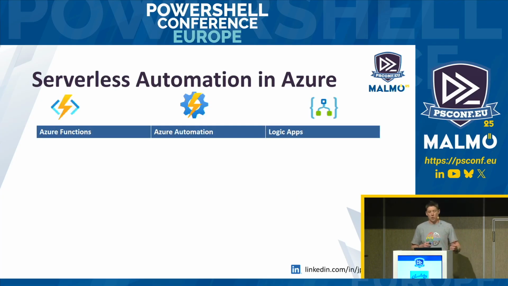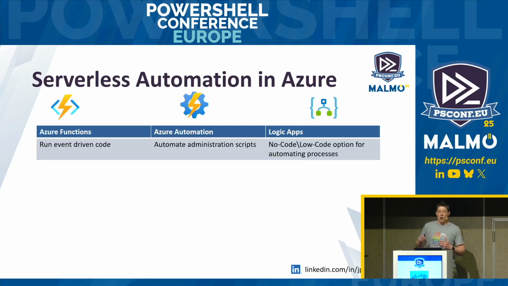So these three options, there's different reasons why we might use one or the other. And I think Azure Functions and Azure Automation are pretty close together in the things that you might want to use them for. Logic Apps is our no-code, low-code option, and it is better for business folks that want to automate processes rather than IT folks. But Azure Functions are a great way of running event-driven code. So if a file drops into blob storage, you can have an Azure Function run immediately based on that trigger. Whereas Azure Automation, it's better for running more complicated administration scripts.